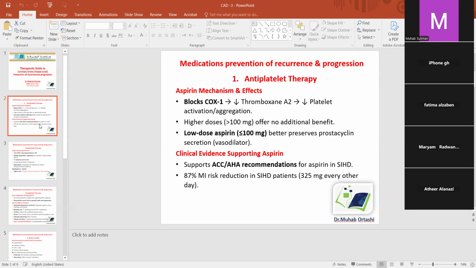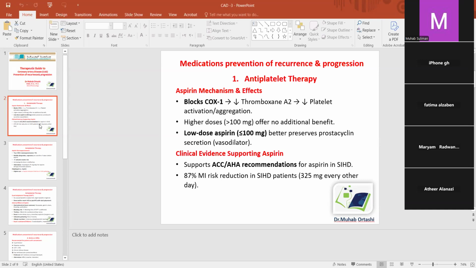And prostacyclin is good for the patient with ischemic heart disease. It can cause vasodilation. Unfortunately, aspirin can stop the production of this prostacyclin. But when we use a low dose of aspirin, the reduction of prostacyclin production will be as minimal as possible, and therefore there is prostacyclin which helps in vasodilation for this patient.